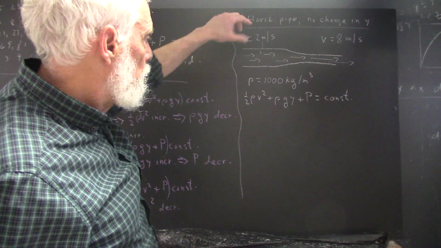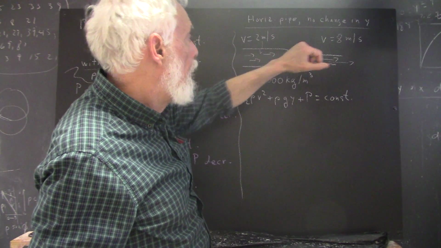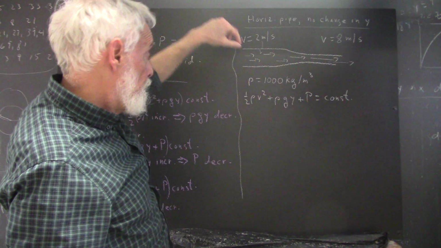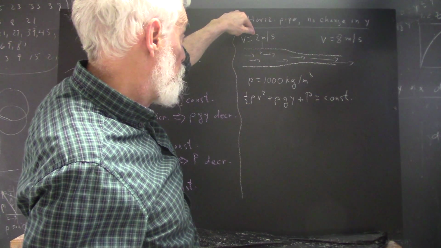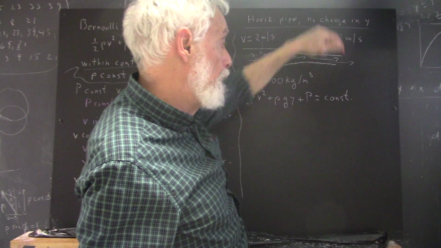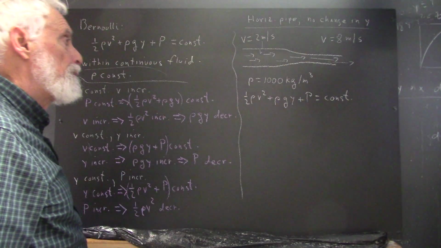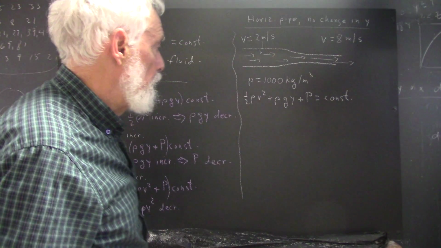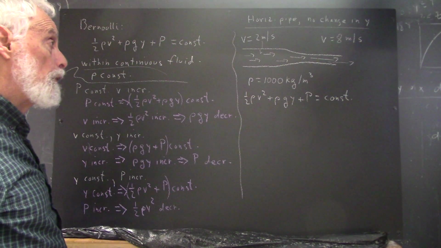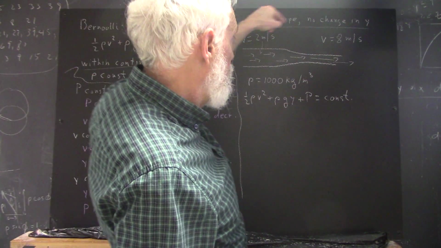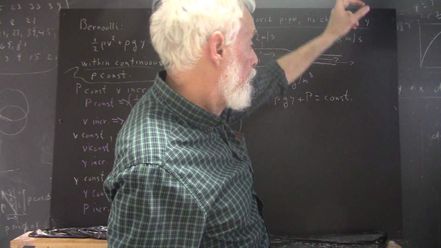Now we have a situation where we have a horizontal pipe and water in one part of the pipe moves at 2 meters per second, in another it moves at 8 meters per second. We want to know what the change in pressure is between the 2 points. Now, in a horizontal pipe, there's no change in y, the vertical coordinate.